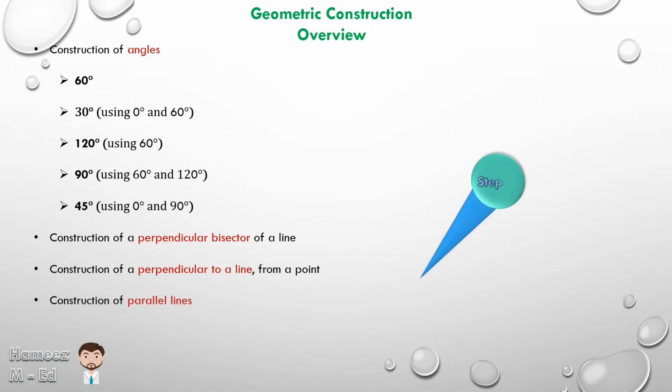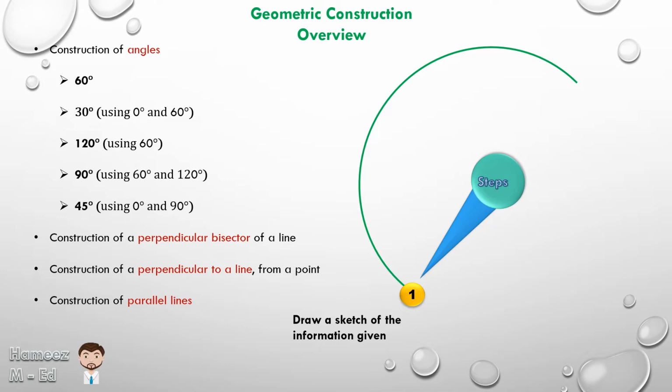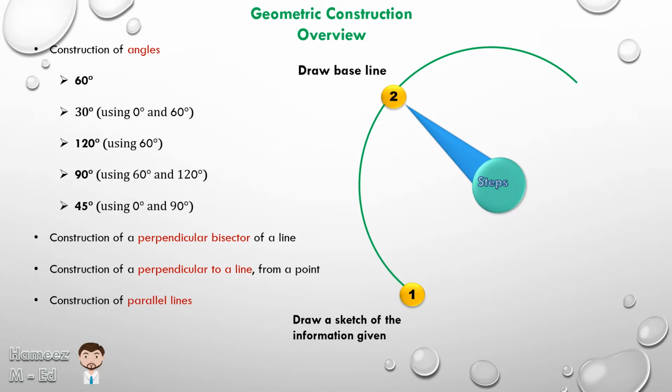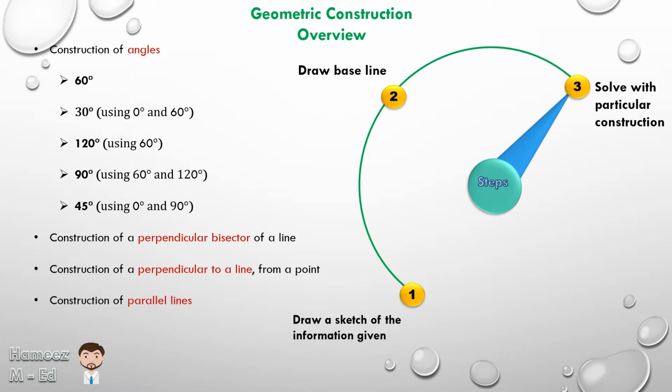So the general steps when doing this question: the first step will be to draw a sketch of the information given, a freehand sketch, a small little one up on the side. The second step will be to draw the baseline, a long baseline, and the third step will be to solve whatever particular construction they're asking us to do.